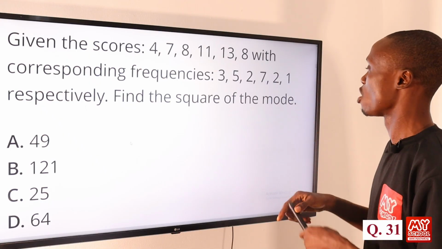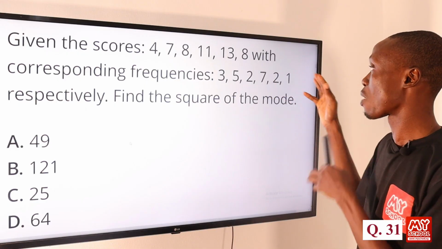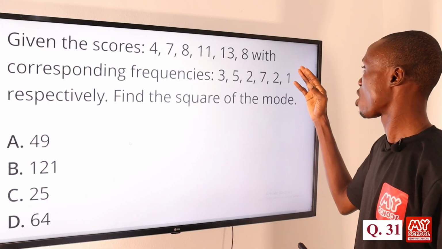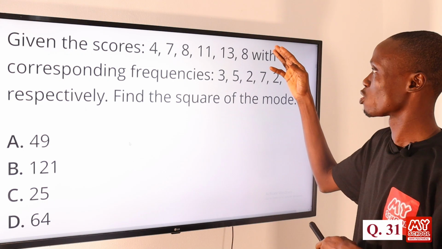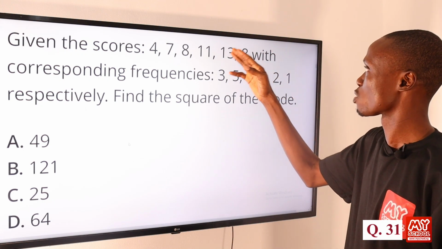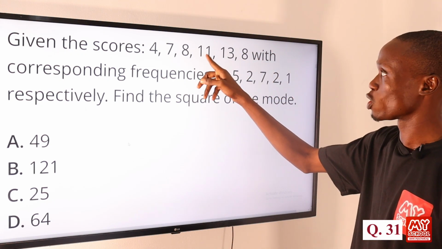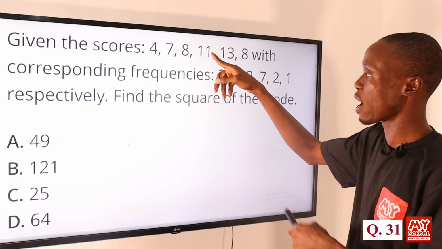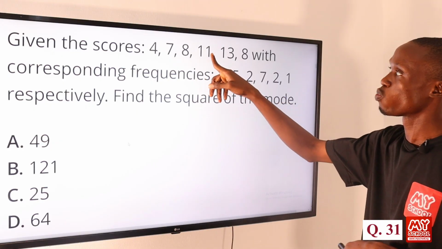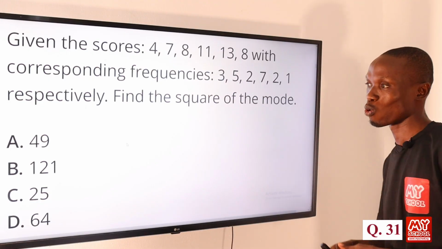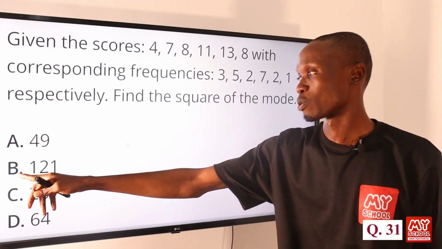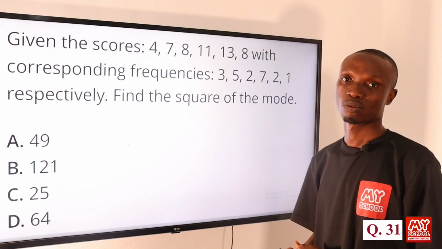So if we count, we have 1 to 3 from our right, sorry, we have 1 to 3. So we also move to the scores and count 1 to 3. So if we count 1 to 3, that means the mode of the score is 11, right? But here we are asked to find the square of the mode, which is 11 squared. And that will be equal to 121, which makes option B the correct answer to this question.